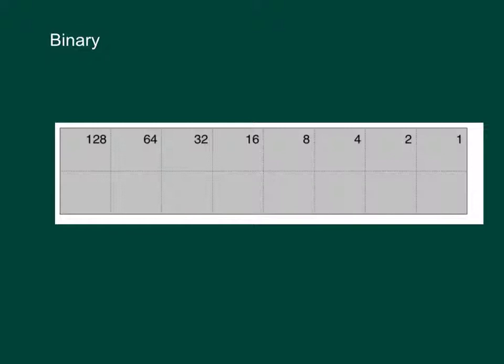So we'll start off with a small number such as the number 13. Starting from left to right, we look at the table and say, are there any 128s in the number 13? Well, there aren't, so we put a 0. 64, again, a 0. 32, no, a 0. 16 is greater than 13, so again, a 0. Now, there is an 8 in a 13, so we're going to put a 1.